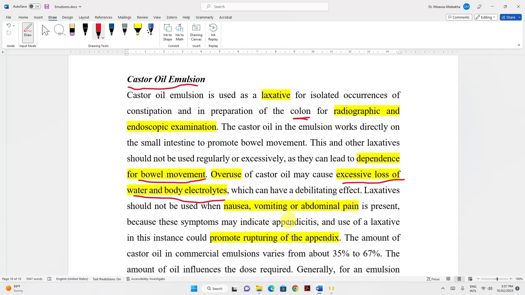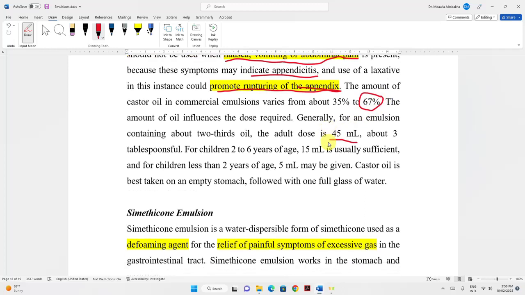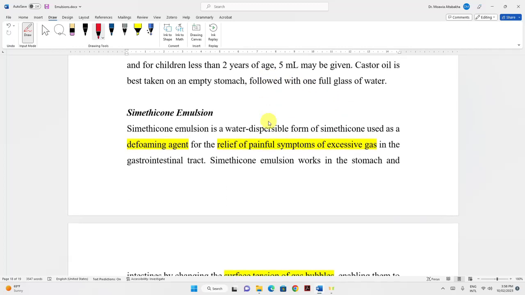Okay, it is contraindicated if the person has nausea, vomiting, or abdominal pain, because abdominal pain might indicate that there is appendicitis. And if you take the laxative and you have appendicitis, this might promote rupturing of the appendix. Okay. For adult the dose will be 45 ml if the concentration of the oil in the emulsion is 67%. Next, simethicone emulsion.